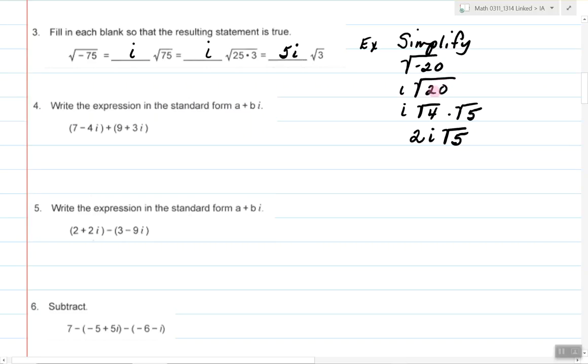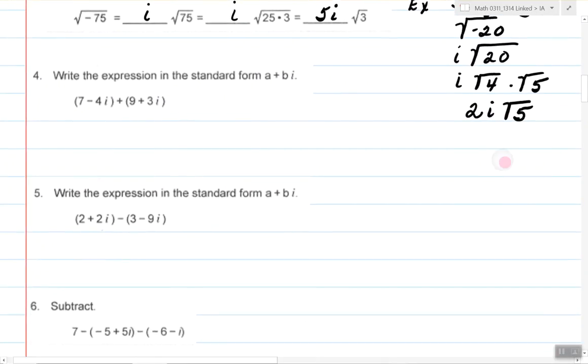The simplifying of the square root of 20 has not changed. The simplifying of the square root of negative 20, there is an i. Usually the i is written on the right side of any numerical coefficient. It is always written on the left side of the radical. All right, let's take a look at number 4.